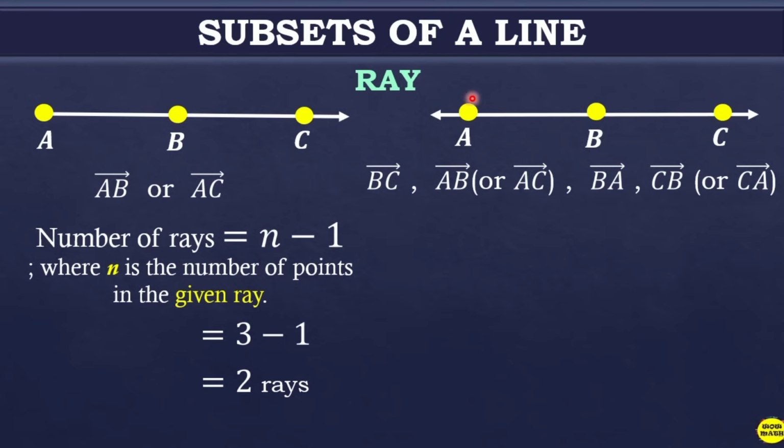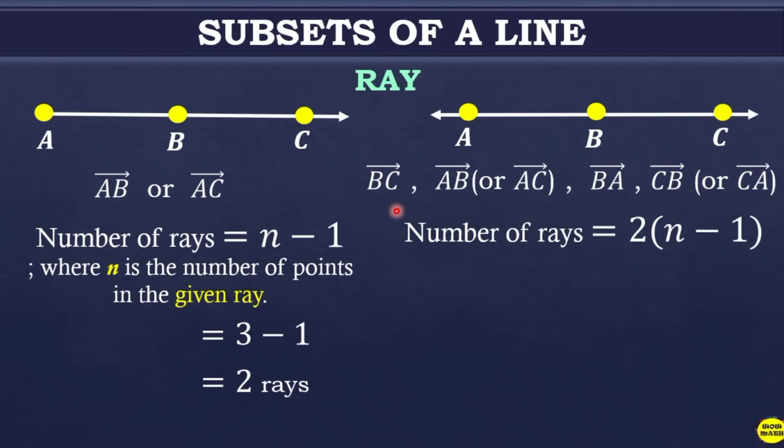Okay, so ulitin ko ha. Ray BC, endpoint, and then yung may infinite direction. Ray AB, endpoint, and then yung nakaturo na infinite direction. Ray BA, and then ray CB or CA. Okay? So, I have here 1, 2, 3, 4. I have 4 rays. So, paano natin ma-check na apat lang ba ang rays nito?